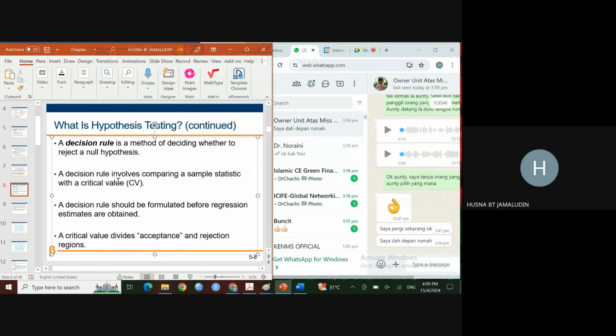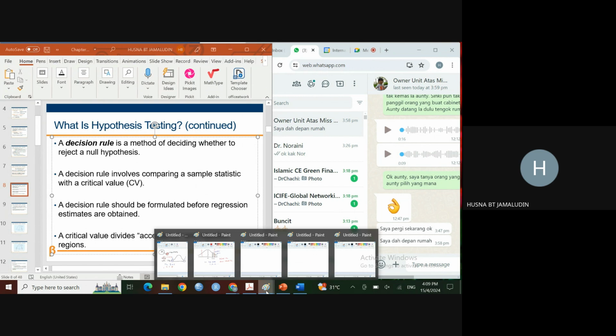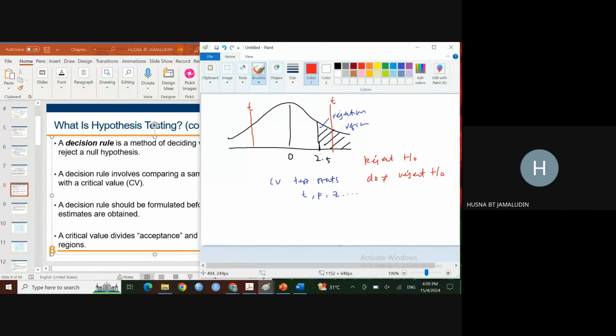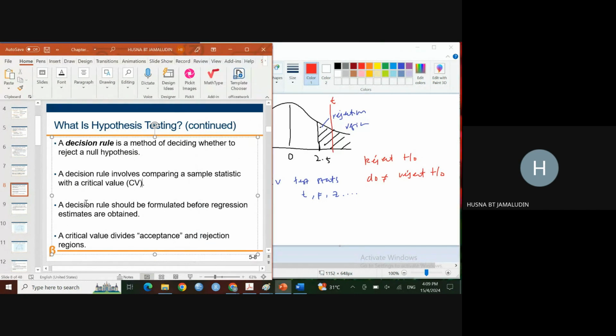So let's see. Where are we? So this is the decision rule. Oh no, I opened my WhatsApp for so long, isn't it? Okay, so where am I just now? Okay, so have you cleared about this decision rule? Yes. Okay, so let's see the notes.